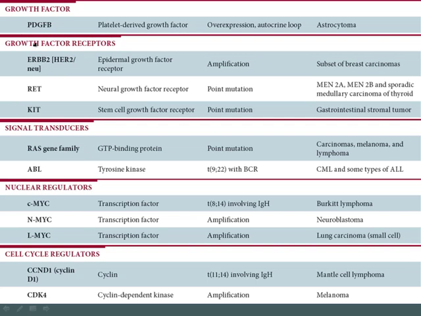Another very important growth factor receptor to be familiar with is RET. And the key association with RET is medullary carcinoma of the thyroid, in particular medullary carcinoma of the thyroid associated with MEN2A and 2B. Now, this requires a little bit of discussion. So what's MEN? MEN is multiple endocrine neoplasia. It is a syndrome in which patients develop tumors in multiple endocrine organs, and it can be divided into MEN1, MEN2A, and MEN2B.